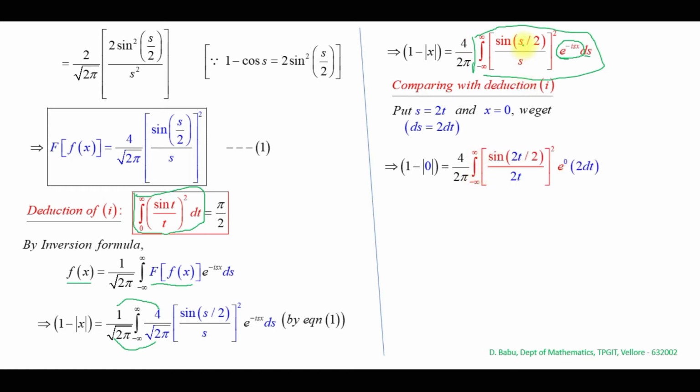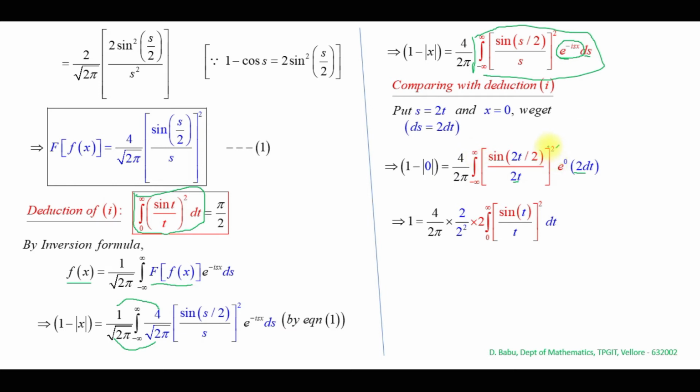When s equal to 2t, this is 2t by 2, s equal to 2t. Anything to the power 0, because x equal to 0, this is e power 0, and ds equal to 2 dt. This implies 1 equal to 4 divided by 2 pi. So this 2 we can take outside. Next, 2 square we can take outside. Thus 2 divided by 2 square into, for reduction we need 0 to infinity, here minus to plus infinity.